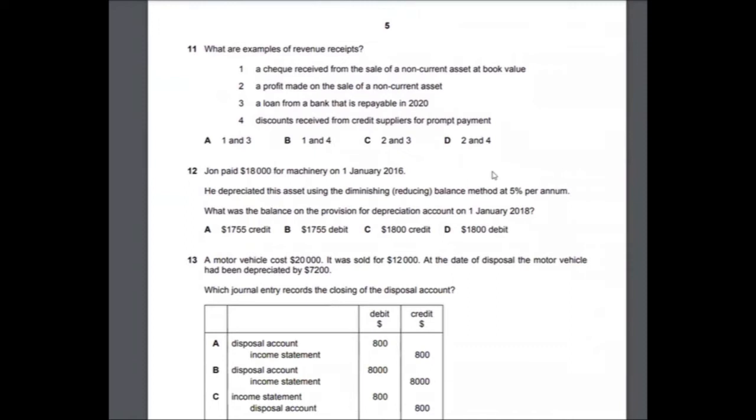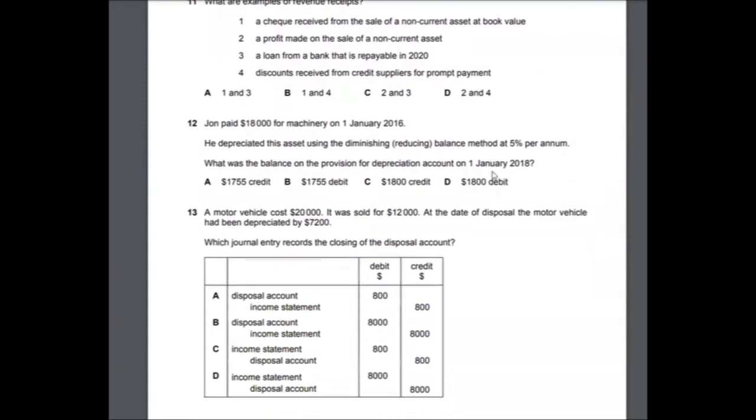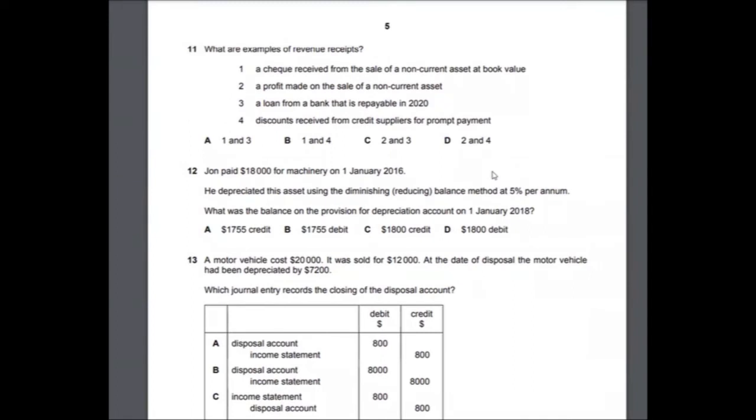Let's look at multiple choice 11. What are examples of revenue receipts? You need to understand what a revenue receipt is. There are two types of receipts: capital receipts and revenue receipts. You will need to identify which is which. The question could equally be about capital receipts as well, so you might see that in the October, November 2018 paper. That's how you analyze papers at the same time.